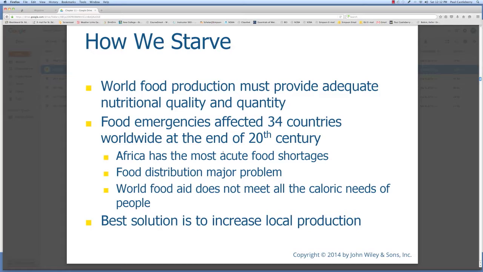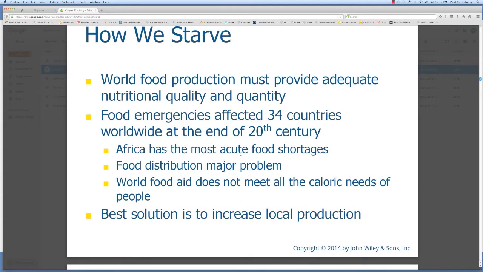I talked about food distribution being a major problem, not only getting it over there, but making sure it gets to the people that need it because of all the political unrest and military campaigns. So all this food aid that you see, it gets the food, but does not necessarily meet all the caloric needs of the people. So the best solution is to increase local production.